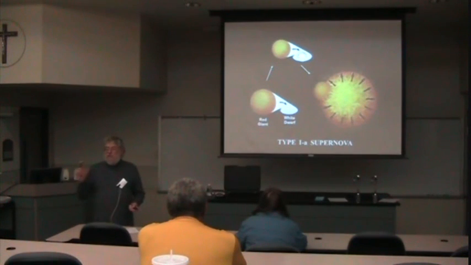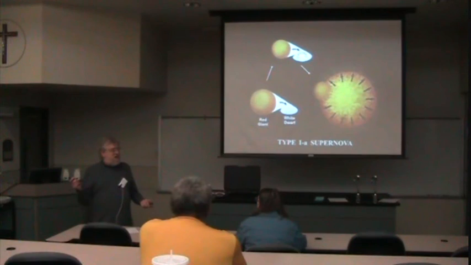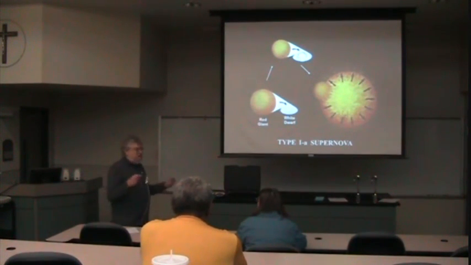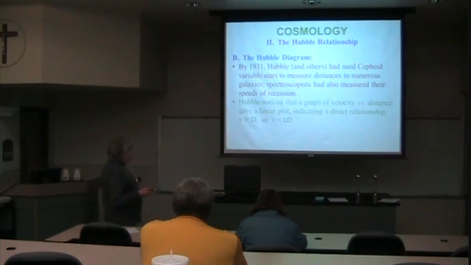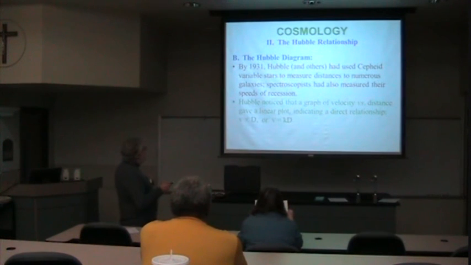That means that if you can find one in some other galaxy, you automatically know what its absolute magnitude is, and then compare it to the visual magnitude and calculate the distance. Okay, so I've got another slide on that right at the end.